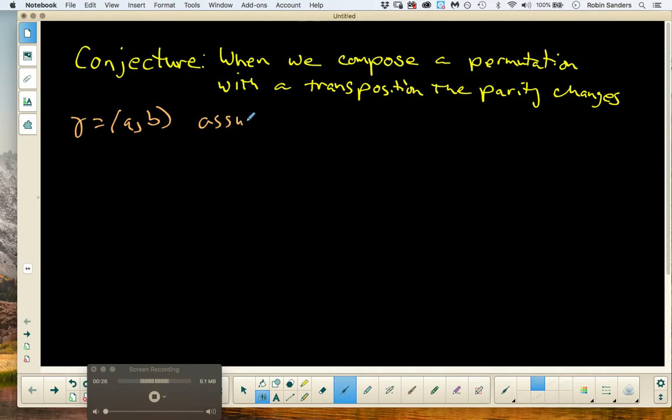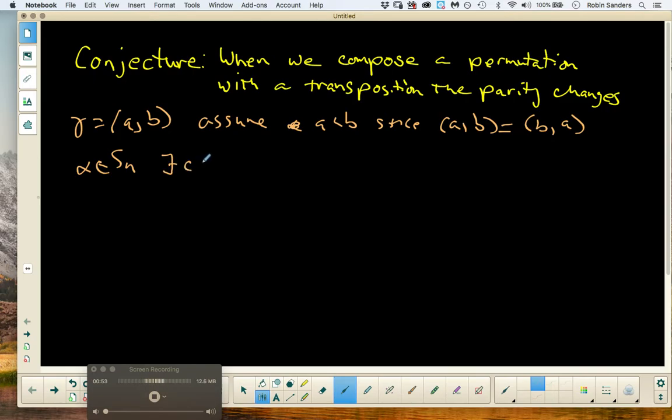We are going to assume that A is less than B, since the two-cycle written A goes to B is the same as the two-cycle B goes to A. So we can always assume that gamma is written in the form where the lower number is first. We're going to let alpha be any permutation inside Sn, and it's important to realize that this means there does exist a C such that alpha of C is equal to A, and there exists a D such that alpha of D is equal to B.